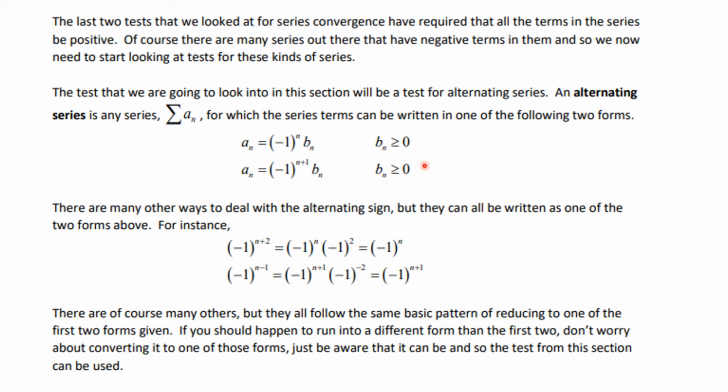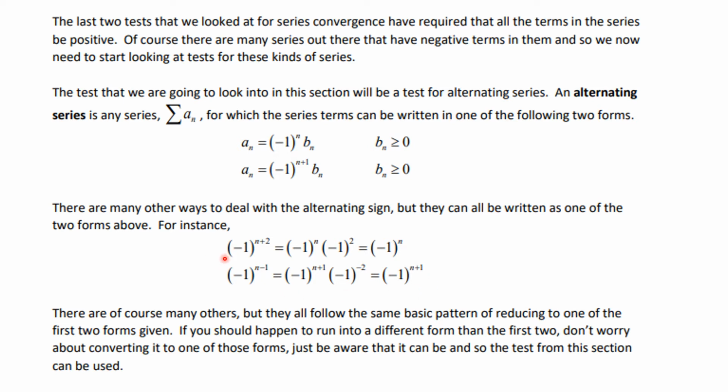So if one term is positive, the previous term was negative, and if one term is negative, the previous term is positive, and so on. And it goes both ways. Now there are many ways to deal with this alternating sign, but they all can be written in one of two forms, and either it will be this or this, but it could be written various ways.